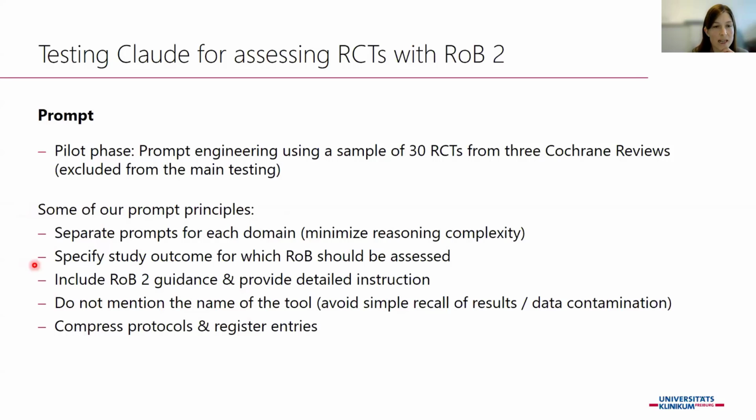The second thing was that we had to specify the study outcome for which risk of bias should be assessed. The reason is that the ROB2 tool is applied on the outcome level. When we did not specify the outcome, we just got a random selection of outcomes for which Claude produced the risk of bias assessment, for example for missing outcome data, but it was not the outcome assessed in the Cochrane review. So we had a problem here. We had to provide the outcome to Claude for each study.